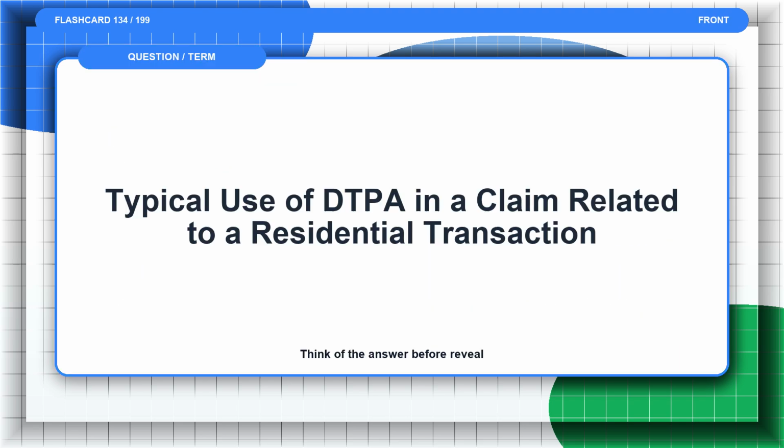Flashcard 134. Typical use of DTPA in a claim related to a residential transaction. Pause and think of the answer before the reveal.